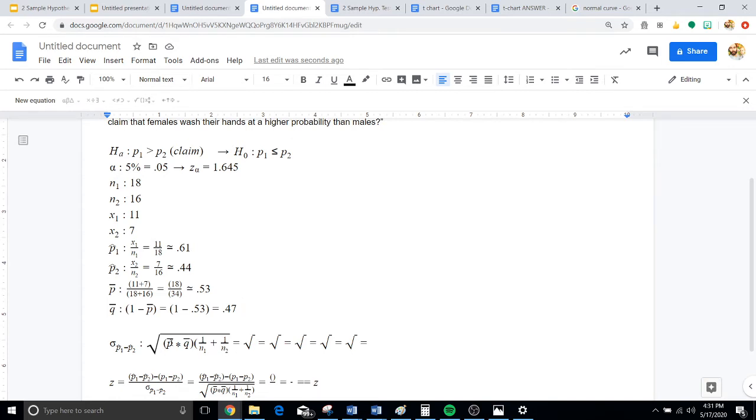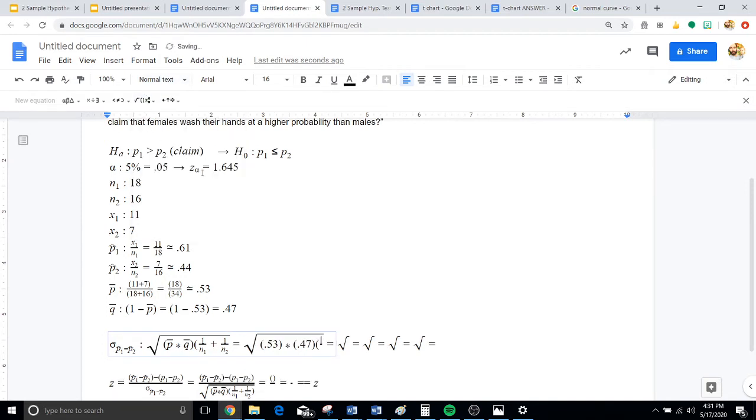We are going to start with p bar times q bar. Well, p bar we just found was 0.53, so the root of 0.53 times 0.47 times 1 over n1, so that's going to be a fraction, and 1 over n1 would be 1 over 18 plus another fraction, 1 over 16.